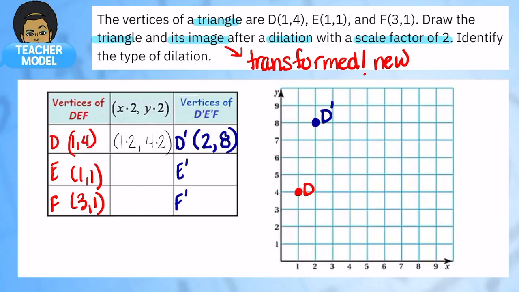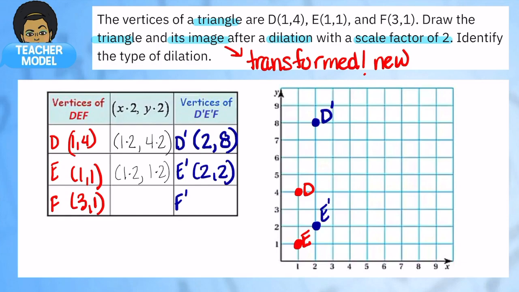All right, let's try my second point. I'm doing the same thing. My x times 2 and my y times 2. Okay, that just gives me 2, 2. So that's my E to E prime. So E was at 1, 1. And E prime is now at 2, 2.